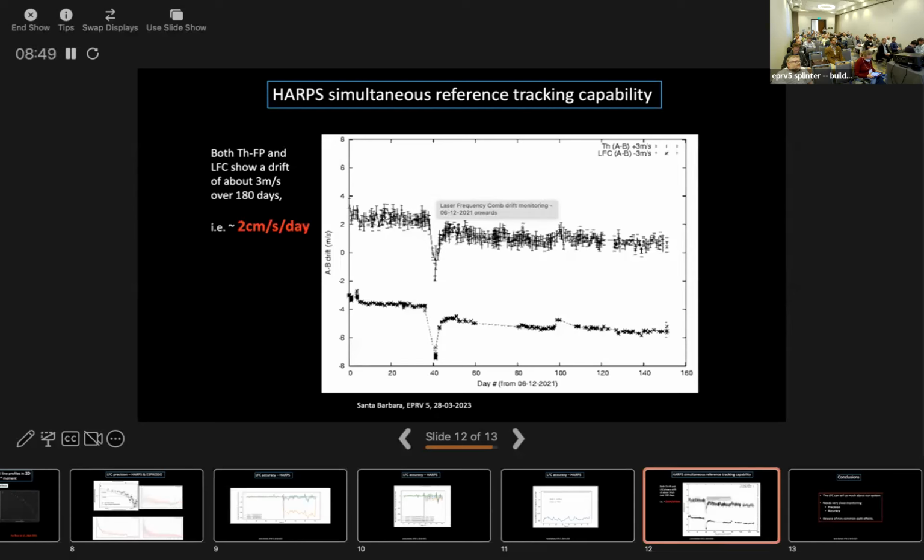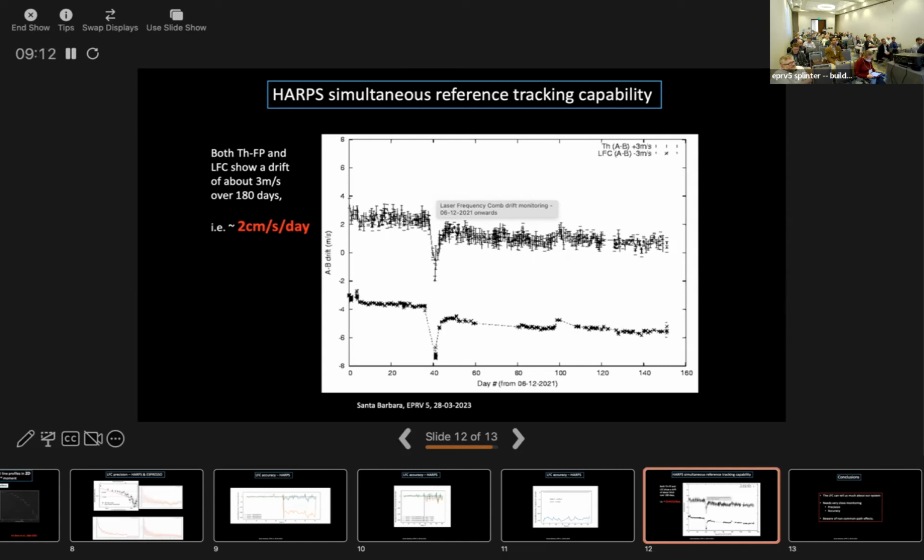At that point, I also wanted to double check whether it was an issue with the comb, so we looked at the thorium, and this is the same measurement taken with the thorium. You clearly see much stronger noise, but there is still the drift. It's a drift of about 3 meters per second in 6 months, so on average 2 centimeters per second per day. This is non-common path drift or changes.